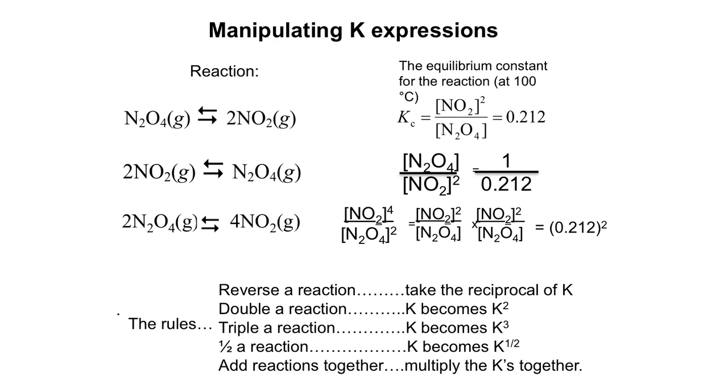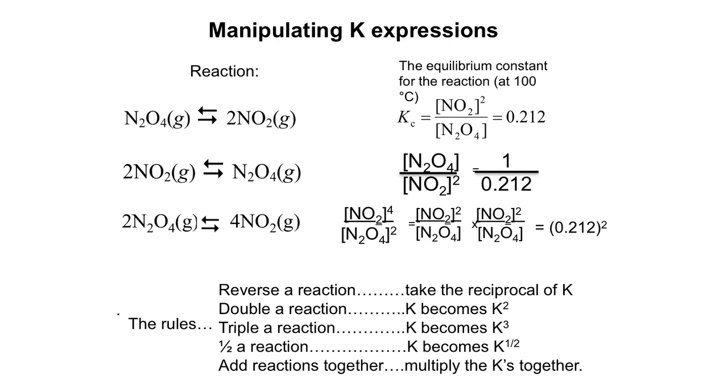So again, let's go back to our N2O4 reaction. The reaction we saw at the very beginning where we have a colorless gas forming a brown gas, the NO2 gas. For that particular reaction we have an equilibrium constant equal to NO2 squared over N2O4 and a value of 0.212 for K. If we reverse that reaction, the new K is going to be 1 over 0.212. That's the inverse.